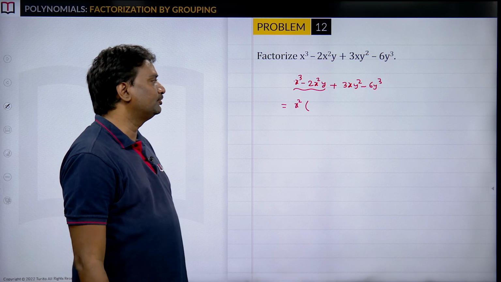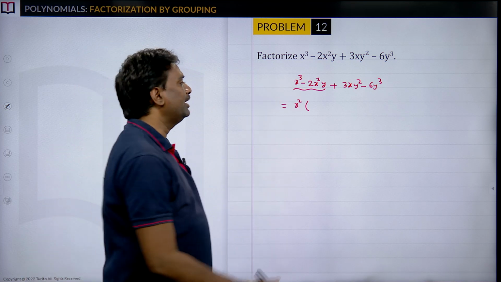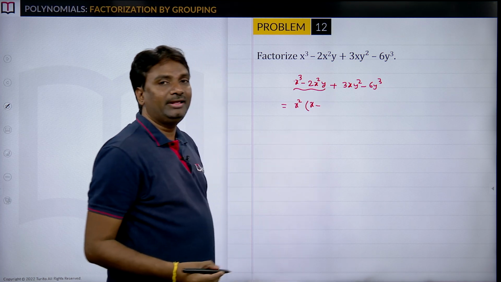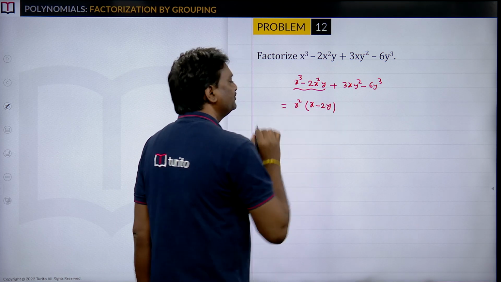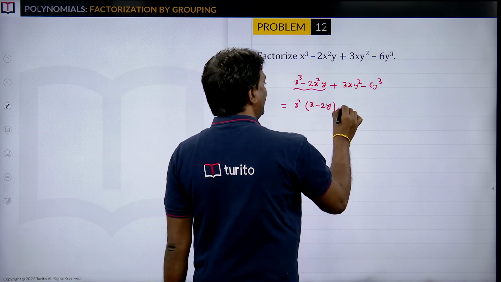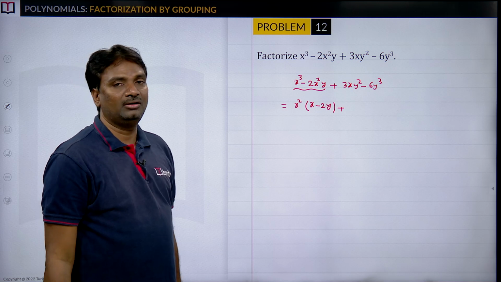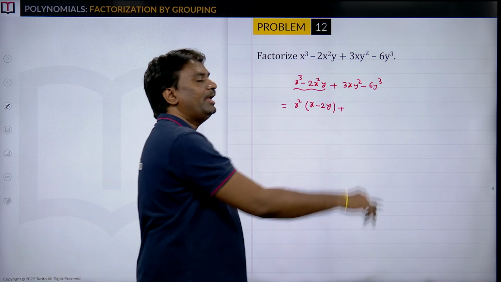So, by taking x square as common, x cube can be written as x square into x. So, that is why from x cube by taking x square as common, we have x minus. Since we have taken x square as common, the remaining part is 2y. So, x square into x minus 2y plus from 3 and 6, we can take 3 as common. Why? 6 can be written as 3 into 2.